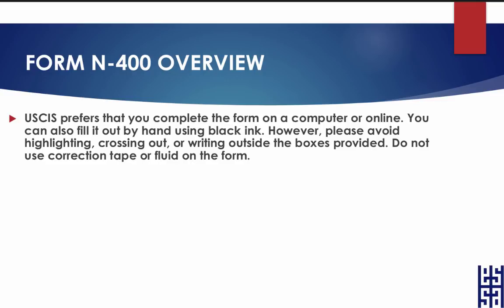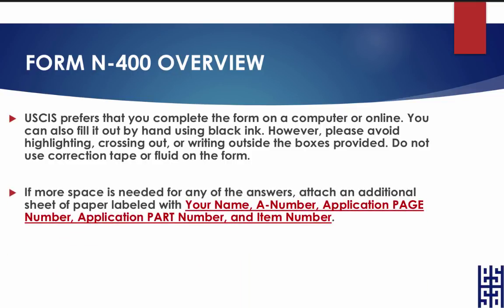You can also fill it out by hand, though, using black ink, and be very neat. However, please avoid highlighting, crossing out, or writing outside the boxes provided. It's all going to be scanned in, so don't use correction tape or fluid on the form, anything that's going to mess up that computer scanning, because they will just delay everything for you. Okay. If more space is needed for any of the answers, attach an additional sheet of paper labeled with your name, your A number, the application page number, the application part number, and the item number. Okay, make sure each additional page has that information on it.